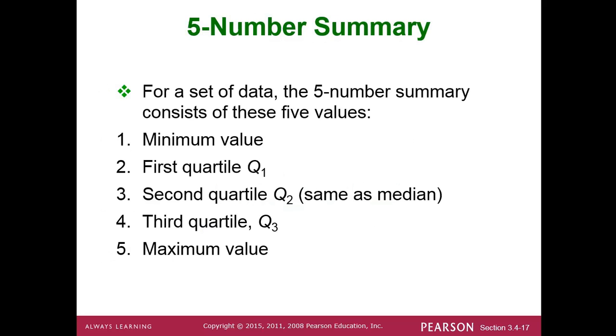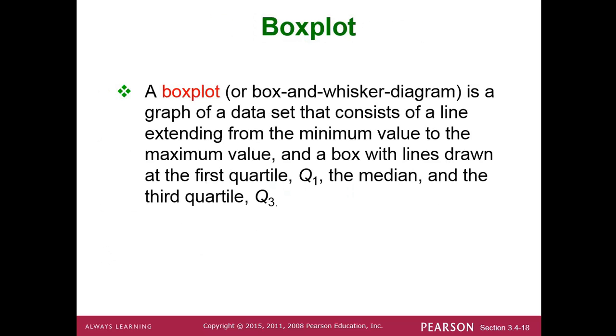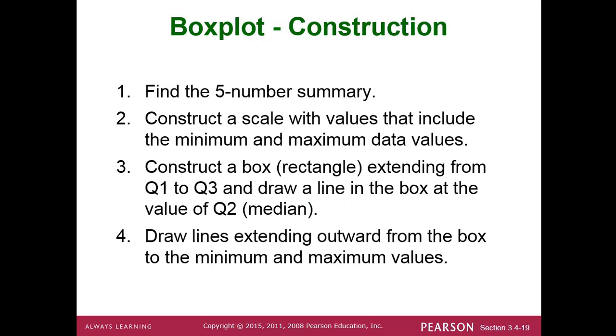We will use what is called a 5-number summary. A 5-number summary contains the 5 key data values for your data set: the minimum value, the maximum value, and Q1, Q2, Q3. That helps you take a quick look at the visual presentation of your data using what is called a box plot.